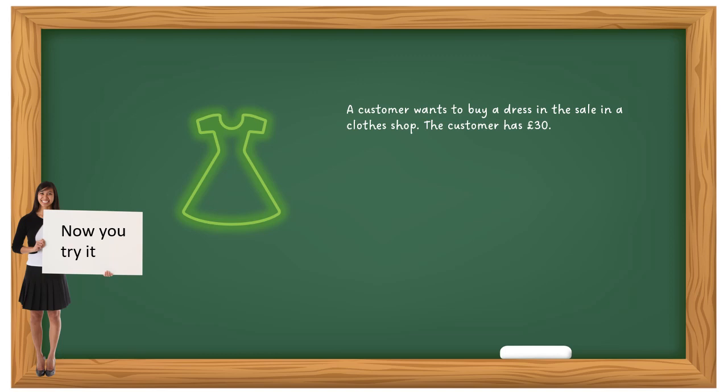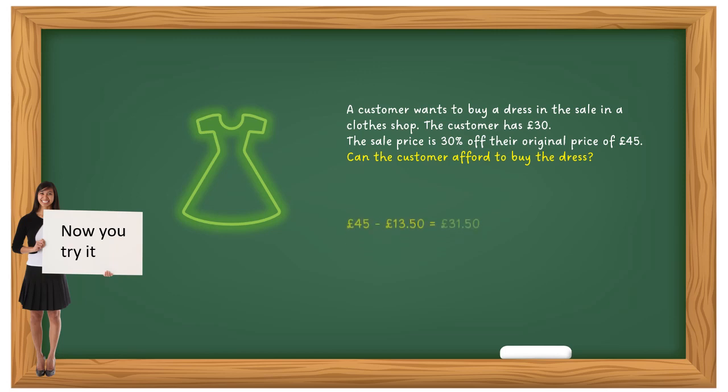Okay, so now you try it. Now a customer wants to buy a dress in a sale in a clothes shop. The customer has £30. The sale price is 30% off the original price of £45. Can the customer afford to buy the dress? So pause the video and see if you can get the answer correct. So how did you do? 45 minus £13.50 means that the dress costs £31.50, so the customer can't afford the dress. If you got that answer, well done.